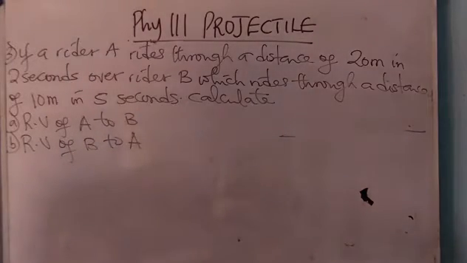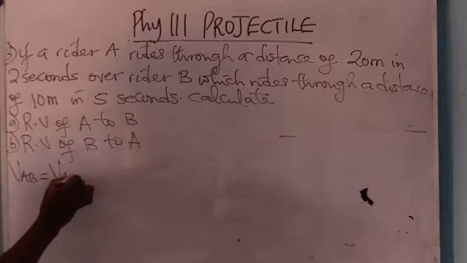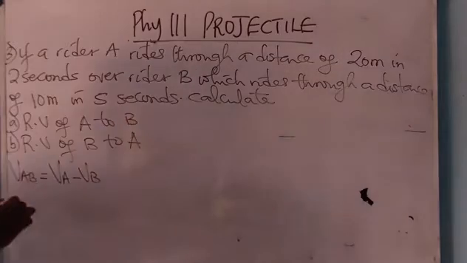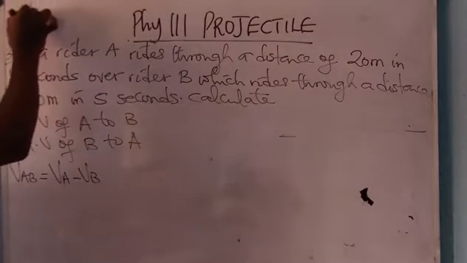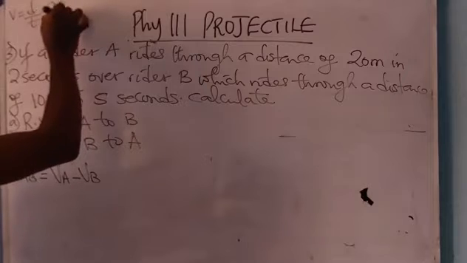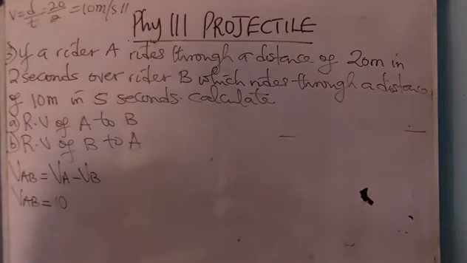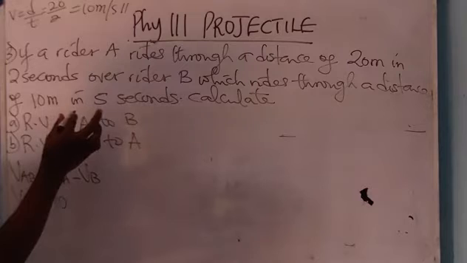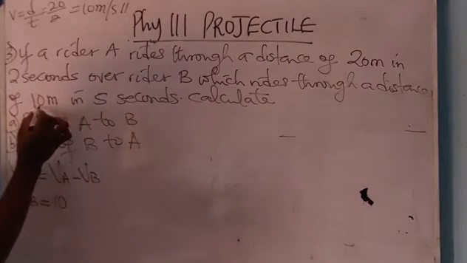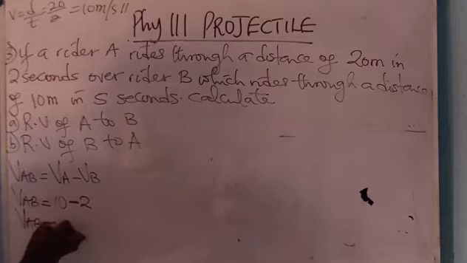Don't forget what I gave you, that relative velocity of A to B is usually VAB equals VA minus VB. Now, velocity equals distance over time. For A, the distance is 20 and the time is 2, so here you have 10 meter per second. That's body A. Body B rides through a distance of 10 meter in 5 seconds, which means 10 divided by 5 is 2. So 10 minus 2, and now VAB equals 8 meter per second.